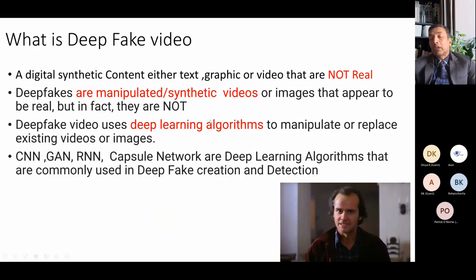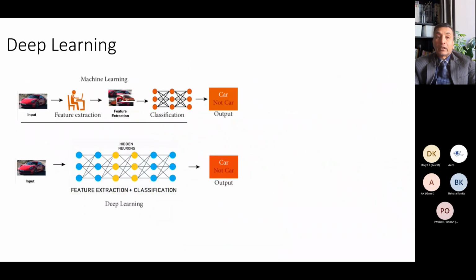They are created with deep learning algorithms, which manipulate or replace the existing videos or images in the original video. It may change the face of the person in the video, or change the speech of the person, so that what you see is something the person is not saying. The deep learning algorithms used for these kinds of media are convolutional neural networks, generative adversarial networks, recurrent neural networks, and capsule networks. These are the most prominently used networks in the creation and, at the same time, the detection of deepfake videos, images, and content.